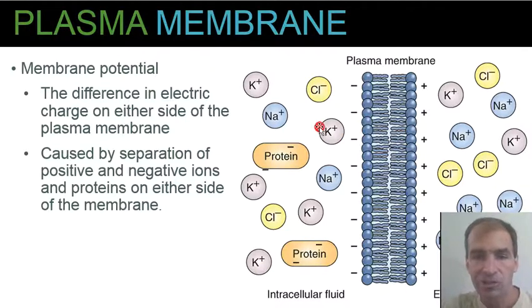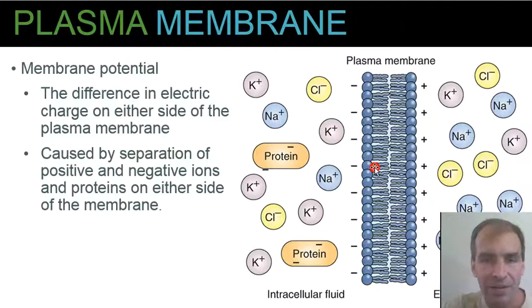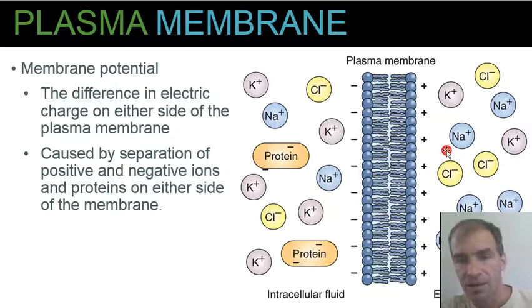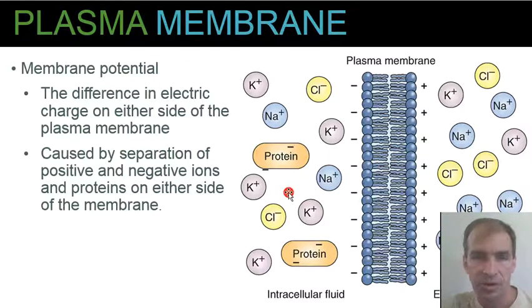and typically the charge inside the cell is going to be more negative than the charge outside the cell. And this is because there's typically more negative ions inside. Typically there's more sodium on the outside, which is positively charged. There's proteins on the inside, which are negatively charged. And generally we say that the cell membrane typically has a more negative charge, and that's at rest.